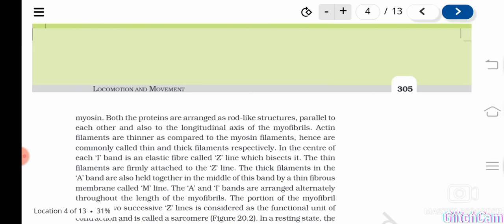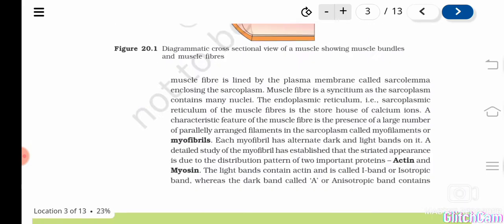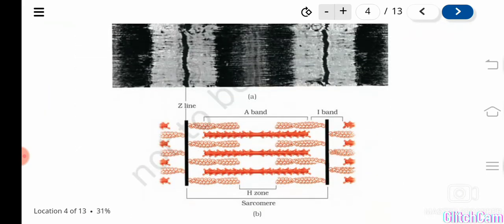Means A band means thick band contains a protein called myosin, and thin band contains what? Actins, okay. And they are arranged as rod-like structures parallel to each other, and also to the longitudinal axis of the myofibrils, okay. Actin filaments, I told you, are thin, and they are known as what? I band, okay. In the center of each I band there is a line known as the Z line.